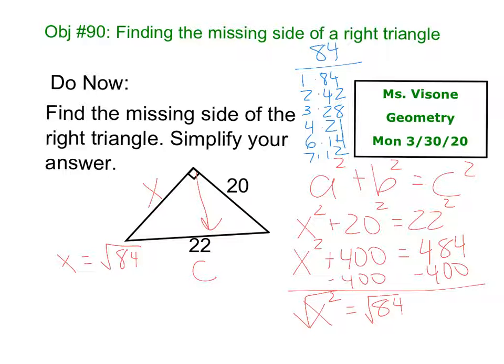All right, so now I'm going to look for my perfect square. So 4 is the only perfect square other than the 1. So we're going to rewrite this as 4 times 21, the square root of 4 times the square root of 21, so 2 root 21, and that's your final answer. Done.